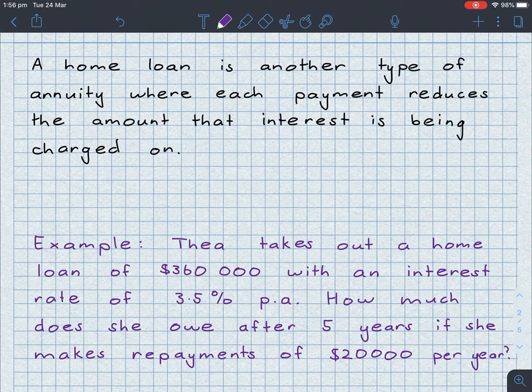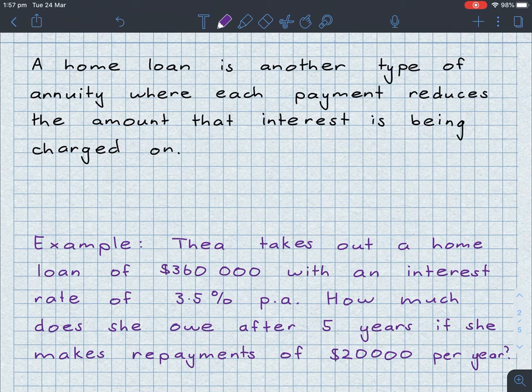So the second type of calculation that we're going to look at today is for home loans or any other type of loan. So for a home loan calculation for annuities, we start with a large amount of money that's been borrowed, and then each contribution is actually reducing that amount that's left to pay back. So we're going to be subtracting the contributions from the amount that's there to charge interest on. So I'll show you this with an example.